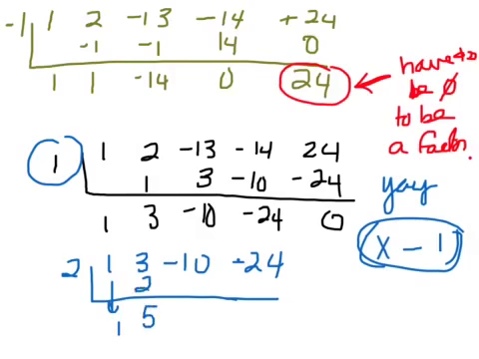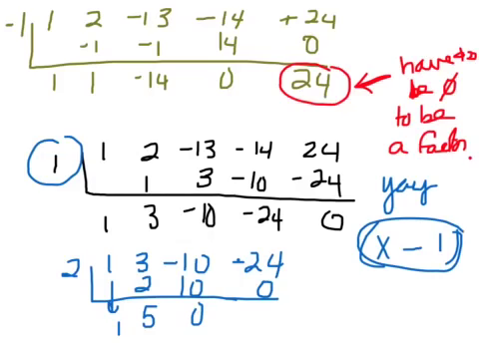2 times 5 is 10. You add those up, it's 0. Is this one going to work? Nope. 2 times 0 is 0. I'm not even going to bother writing down what that's going to be because it's not 0, so I really don't care, okay? Let me maybe try dividing negative 2 in it.